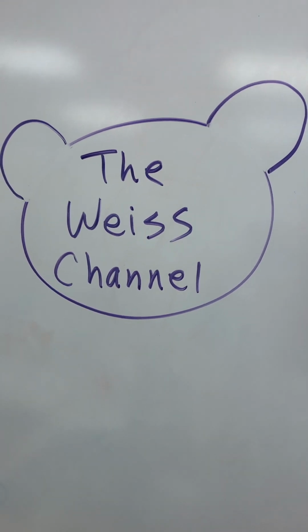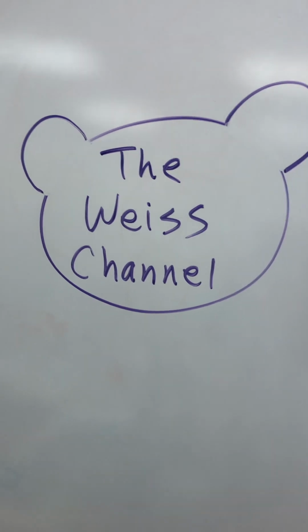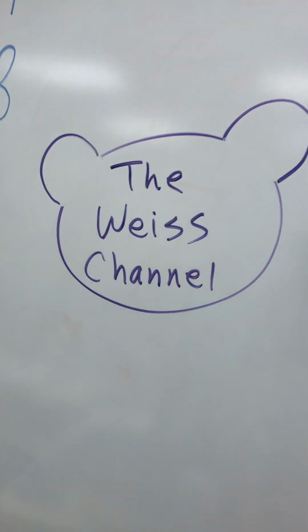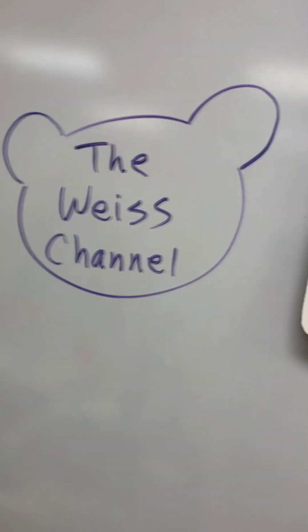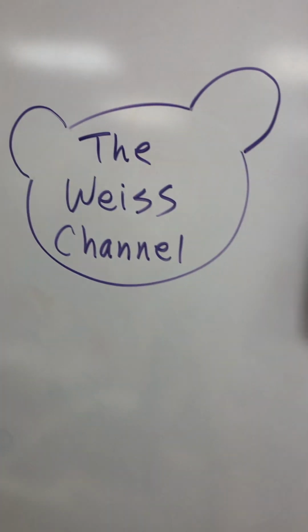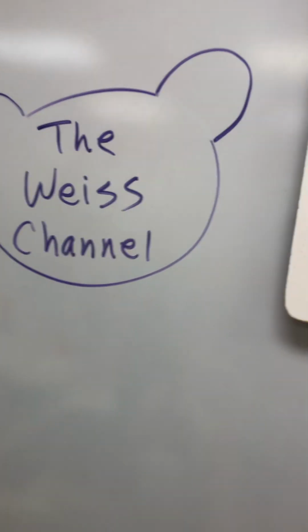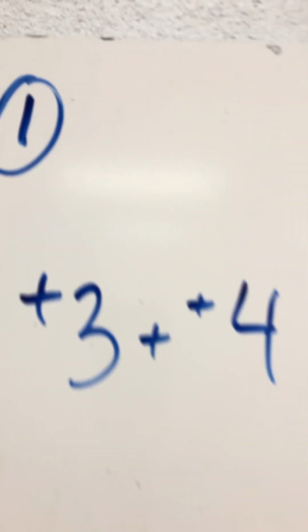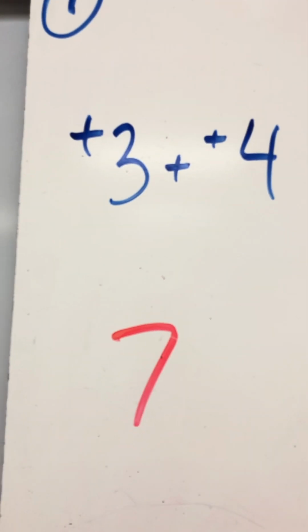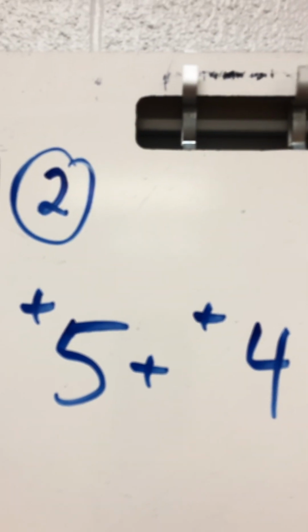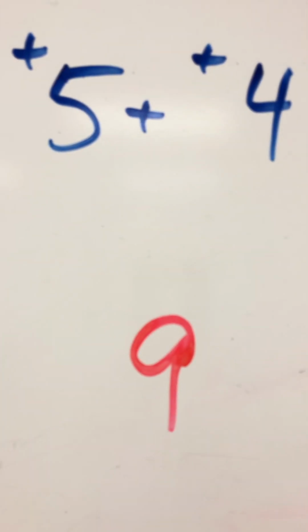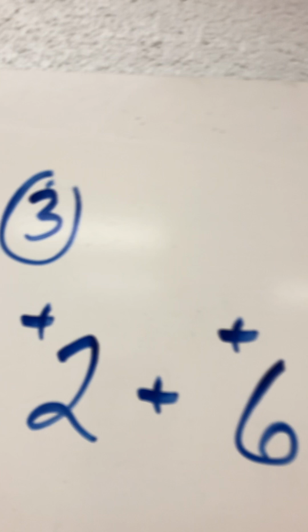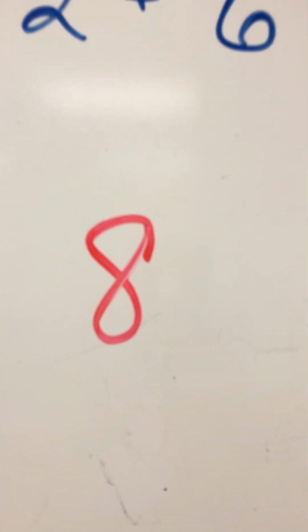Today I'm talking about positives and negatives and dealing with them. Okay? So, for example, you know how positive 3 and positive 4 makes positive 7. Positive 5 and positive 4 makes positive 9. Positive 2 and positive 6 makes positive 8.